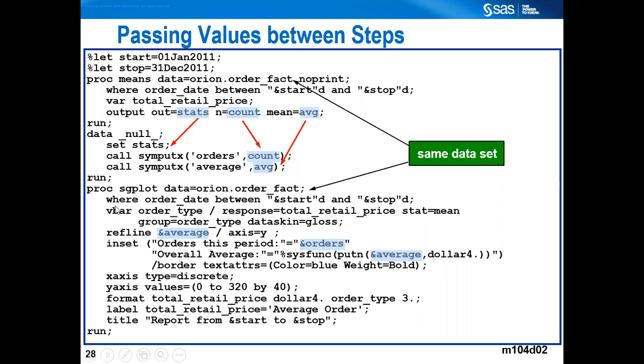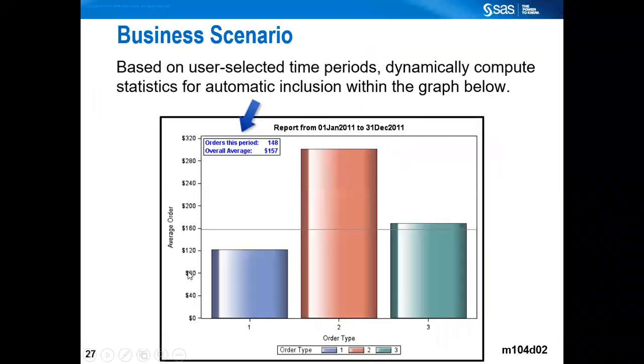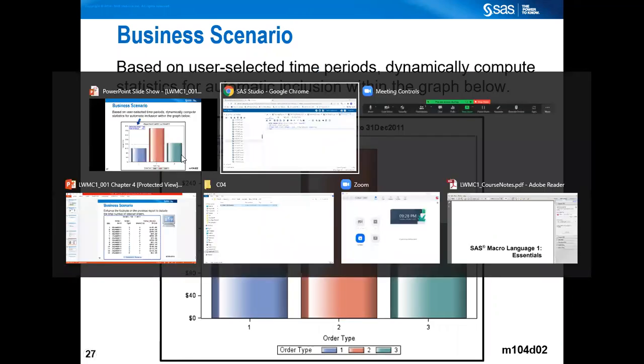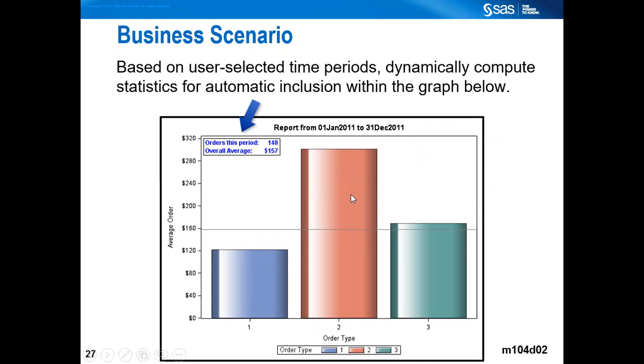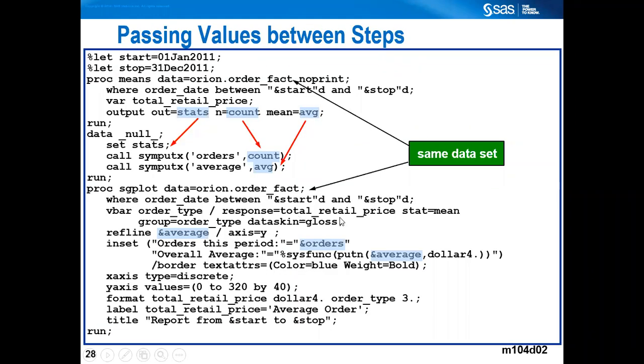VBAR, we know, creates a vertical bar chart for order type. Response is the analysis variable on which the height of the bar is calculated. It's calculated on total retail price. So this is what response is telling. STAT equal to mean means the height should be the mean and not the sum of values.